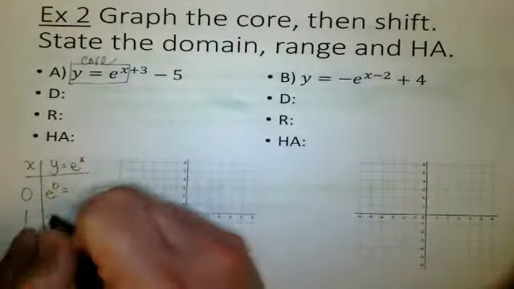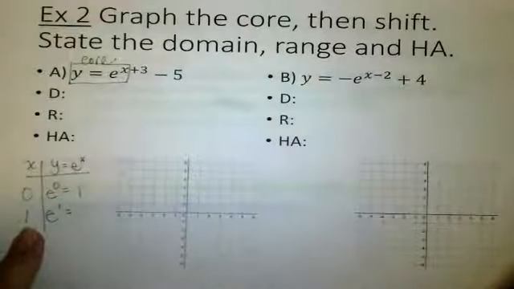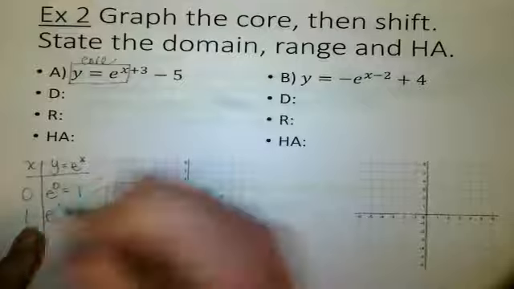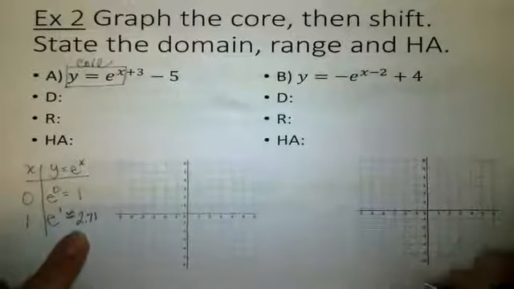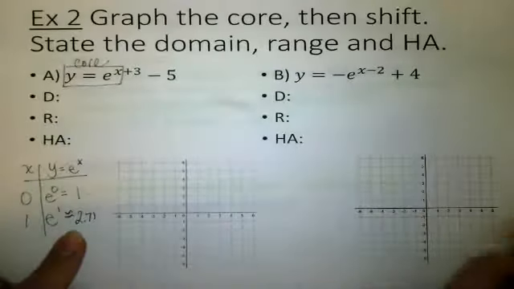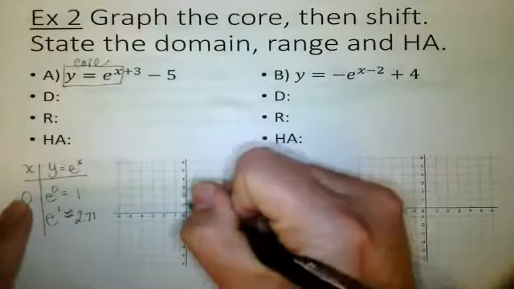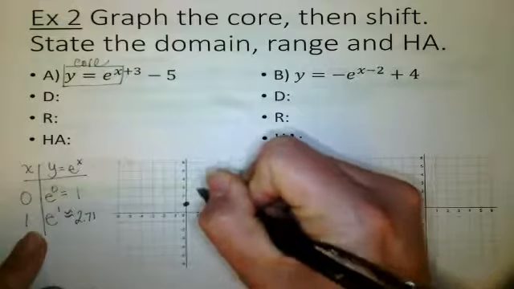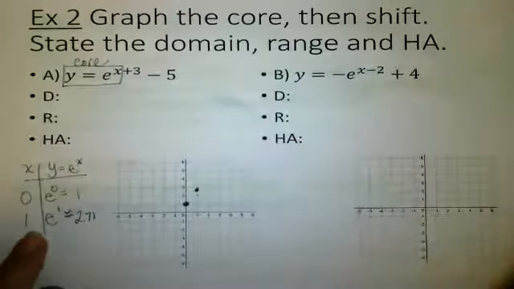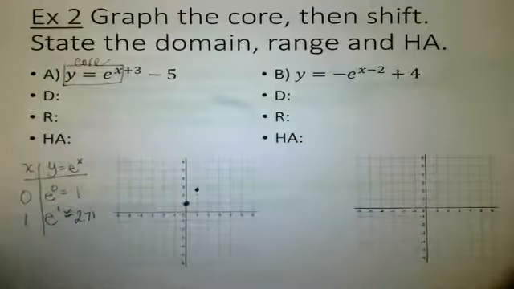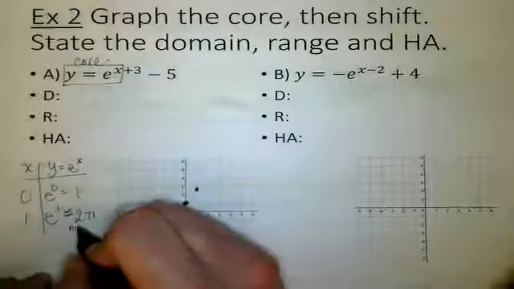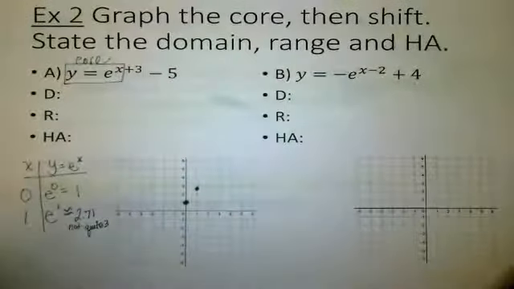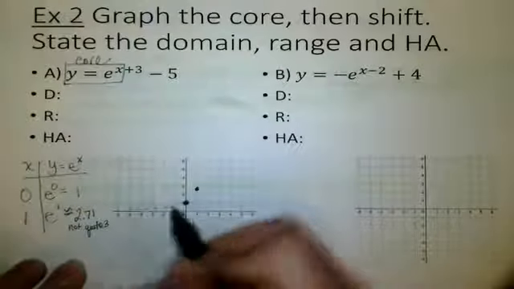If we plug in a 1, what's e to the first? What is e? It's 2.71828. It's not quite 3. And that's what we can graph by hand. So I'm going to use 0, 1 for my first point, and then 1, just under 3 on my graph. And this is my basic Superman shape.